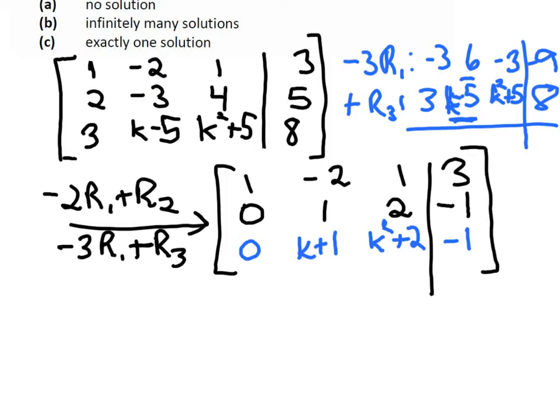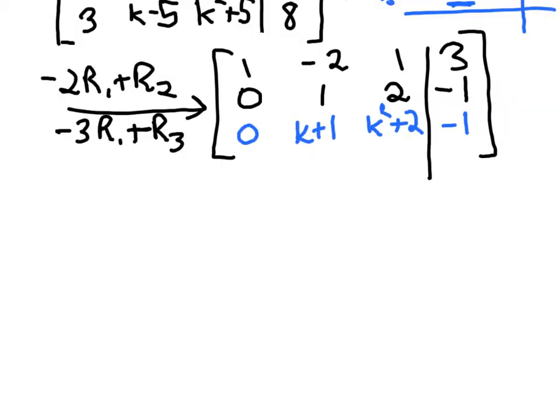Okay, so the first column is the way we want it. Moving over to the second column, we want a 0 in this position. The row operation to get that done would be -k plus 1 times row 2, added to row 3. We want the opposite of this number, so -1 times this number, multiplied by the 1 here. That way when we add it, we'll get 0.